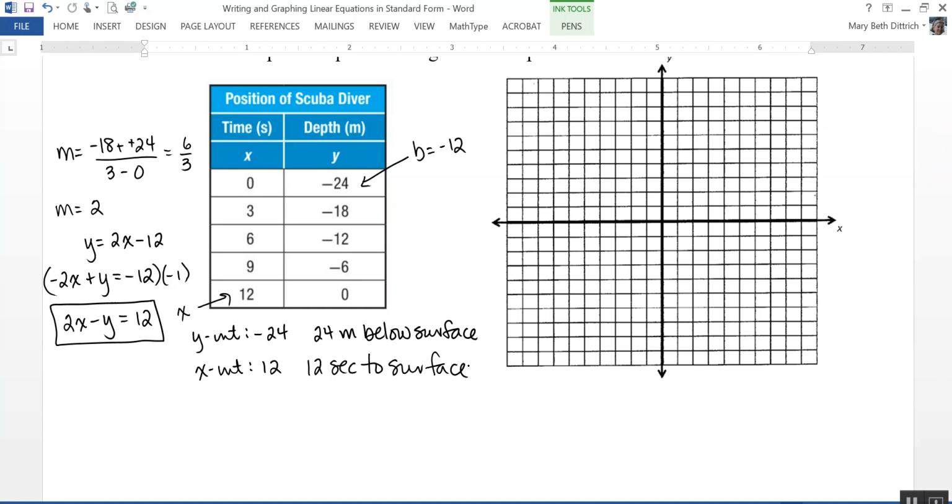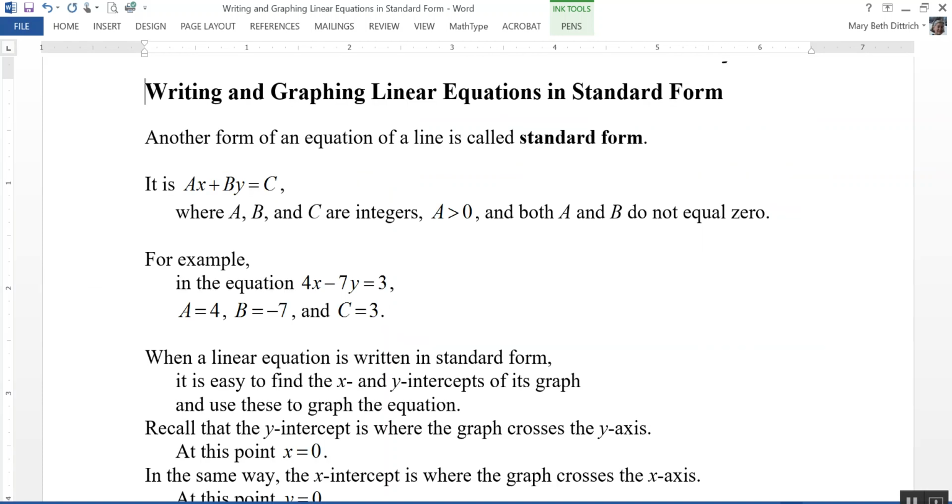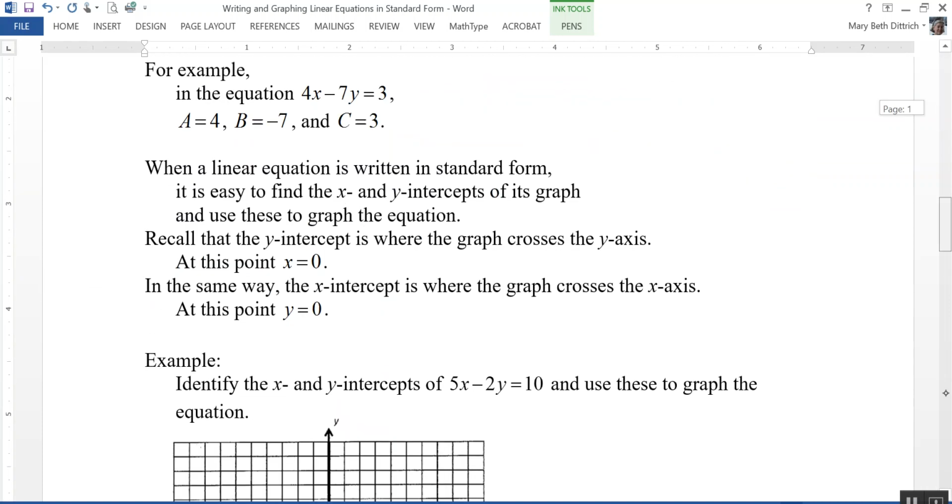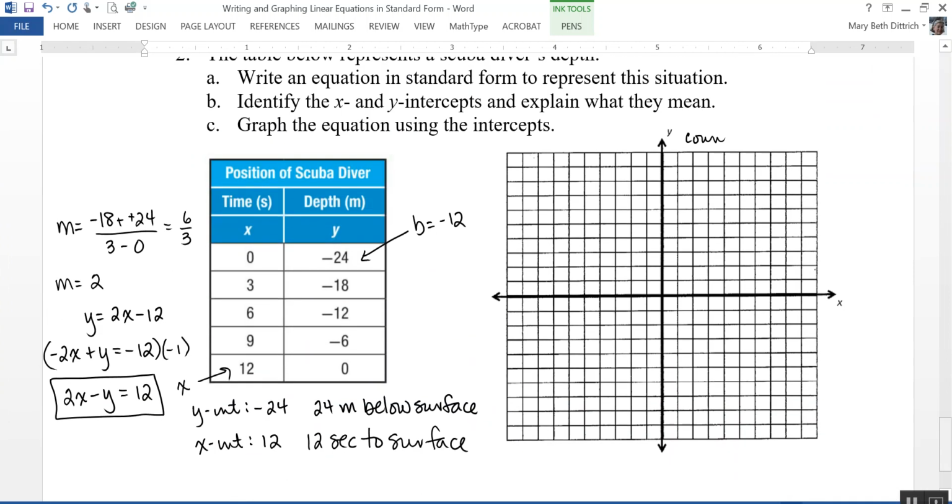So let's go ahead and graph those. My graph only goes to 10, so I'm going to count by threes. Okay, so negative 24 is going to be 1, 2, 3, 4, 5, 6, 7, 8. Negative 8 times 3 is negative 24. And then 12 is going to be here. And let's connect those points. So my graph is going to look like this.